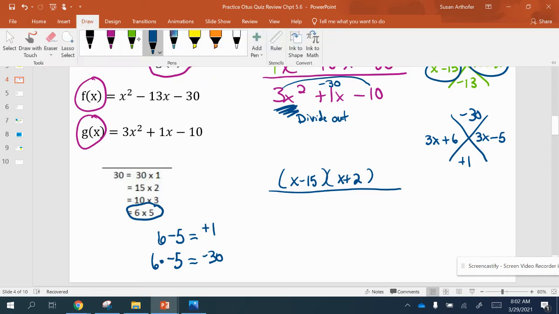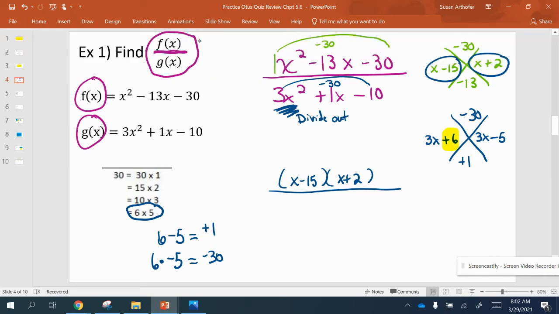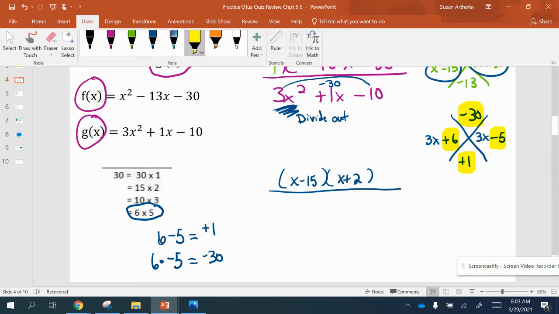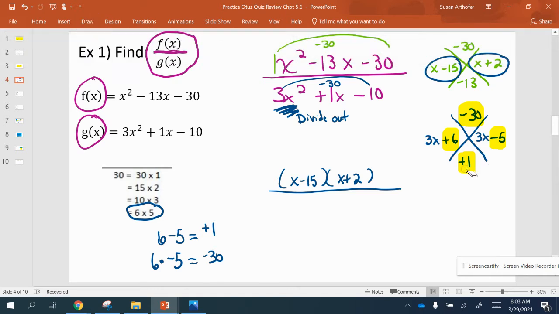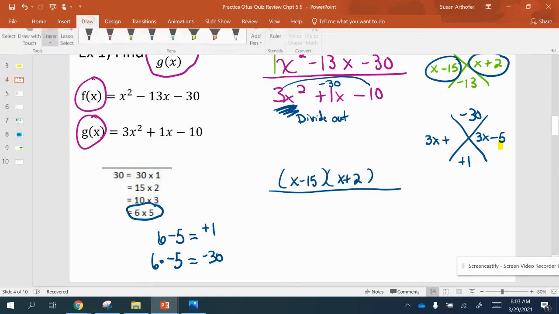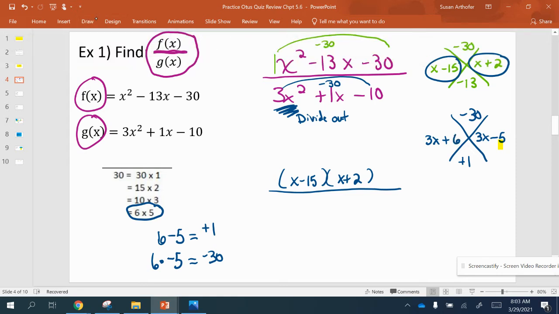A lot of times what students do is they just look right here. 6 minus 5 is 1. 6 times negative 5 is negative 30. Okay, see if I can erase that. Oh, there we go. Yeah, it wasn't perfect. Okay. Lost my 6. So now you have to divide out, and it'll be on this side where it makes sense to divide by 3. So that'll be x plus 2, and this side just comes down, 3x minus 5.